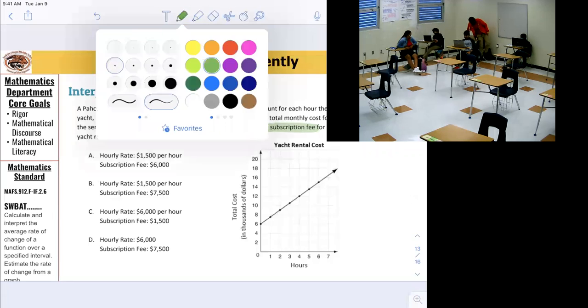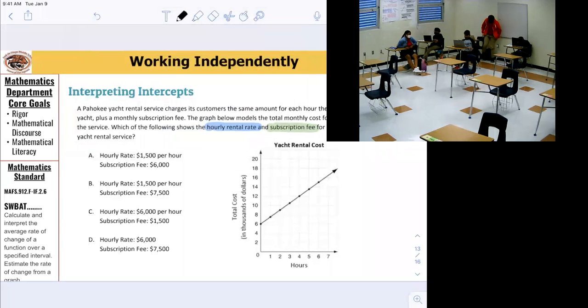Today we've learned how to find the slope. We've learned how to find the y-intercept. And we've learned how to find the x-intercept. So if it's asking me for the hourly rental rate and the subscription fee, which of those three things am I looking for? Am I looking for the slope? Am I looking for the y-intercept? Or am I looking for the x-intercept?